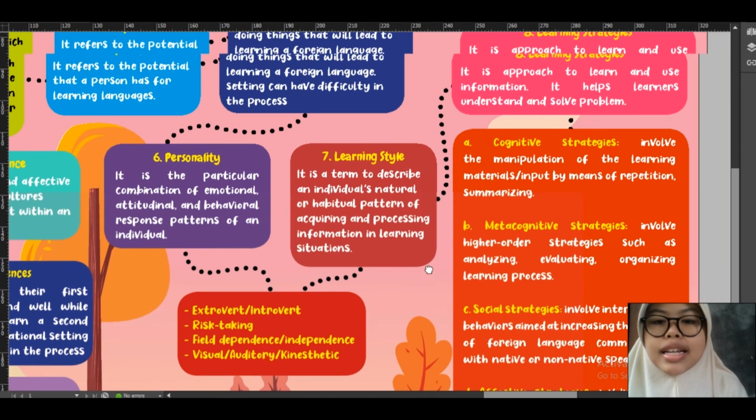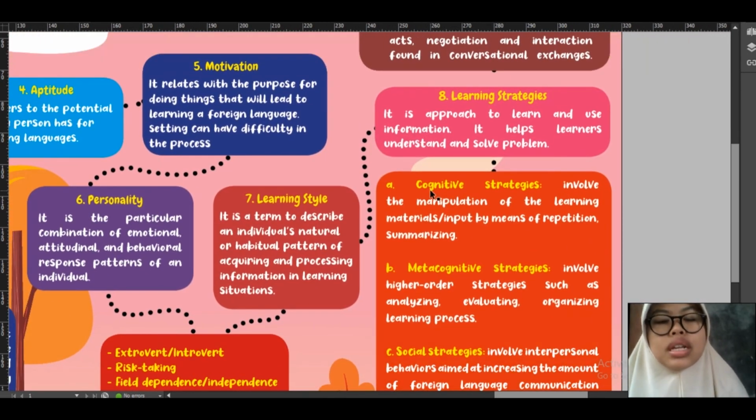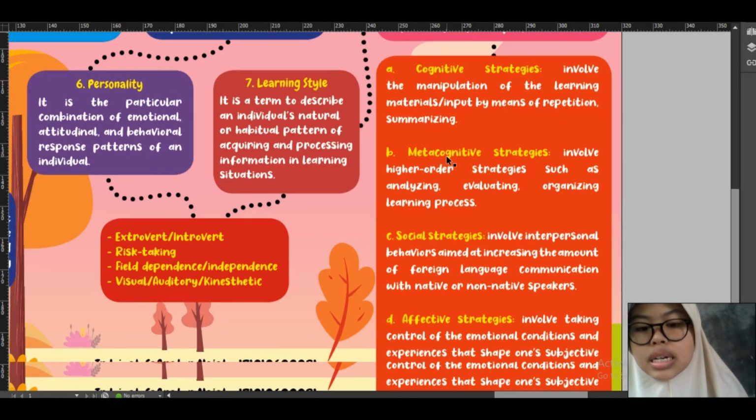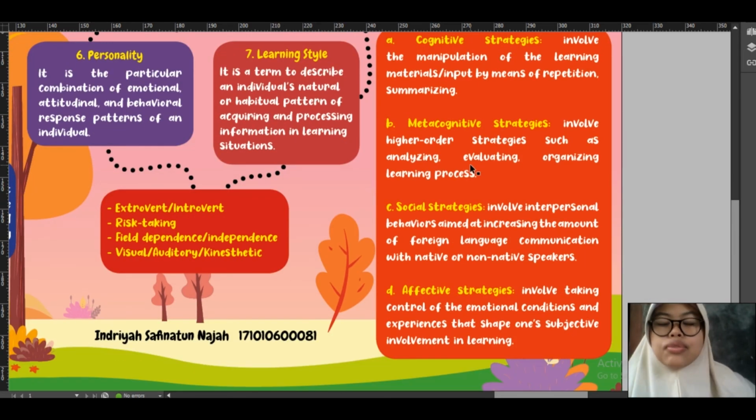Okay, let's go to the last factor in language learning. Yes, it is learning strategies. So what are learning strategies? Learning strategies are approaches to learn and use information. They help the learners to understand and solve problems. So in learning strategies, there are four strategies. The first is cognitive strategies, the second is metacognitive, the third is social strategies, and the last is affective strategies.